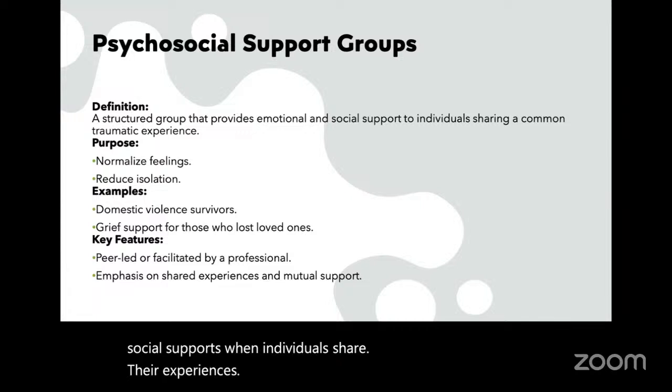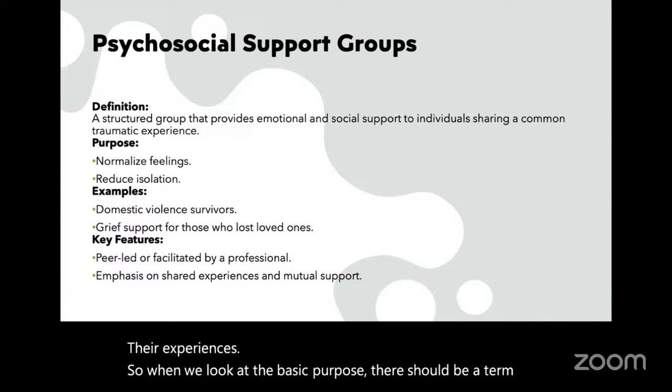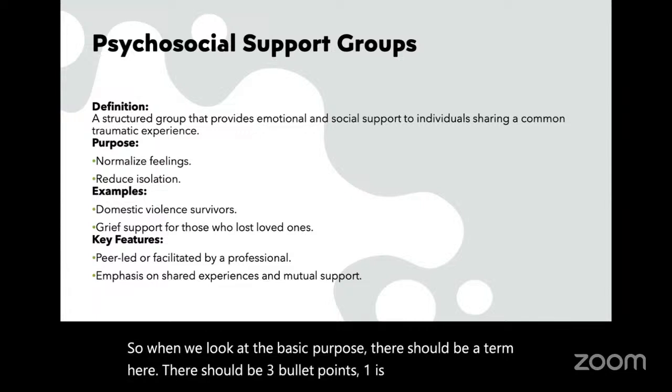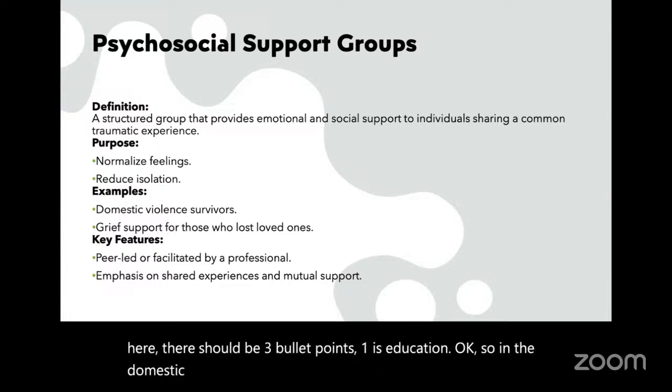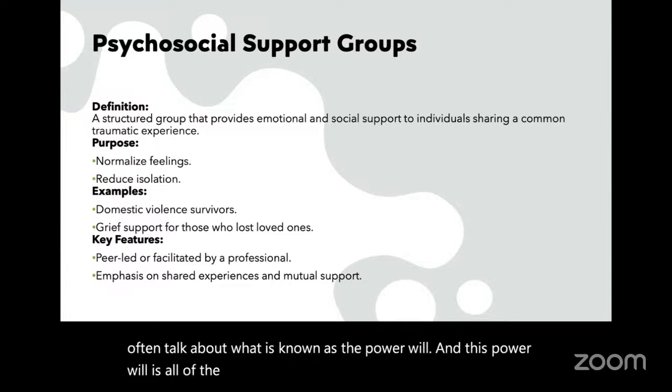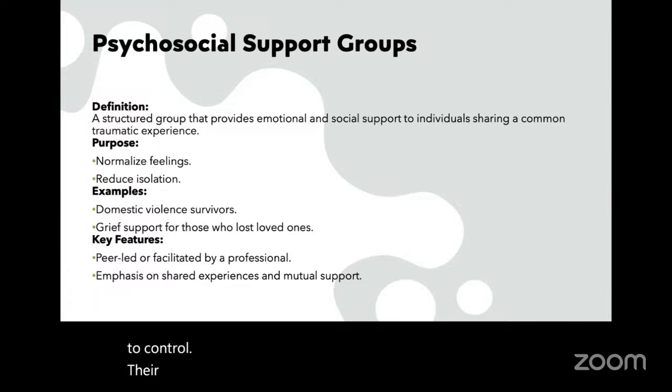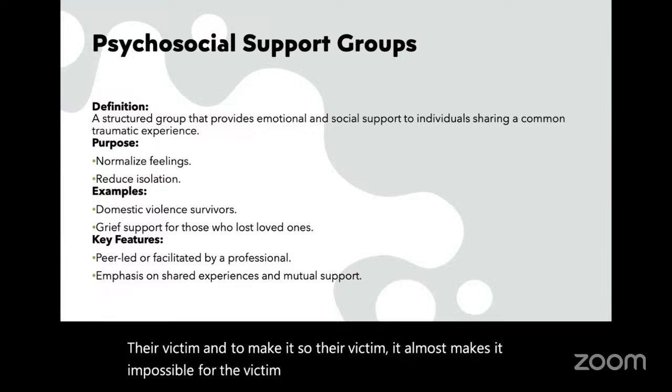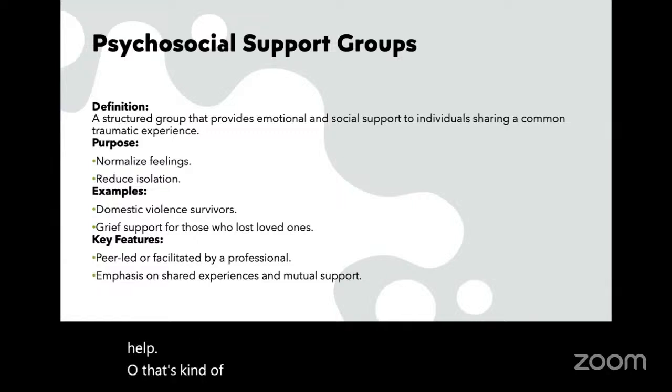So when we look at the basic purpose, there should be three bullet points. One is education, okay? So in the domestic violence psychosocial or psychoeducational groups, we often talk about what is known as the power wheel. This power wheel is all of the different dynamics that domestic abusers often use to control their victim, making it almost impossible for the victim just to leave the offender and to seek help. So that's kind of the educational part.